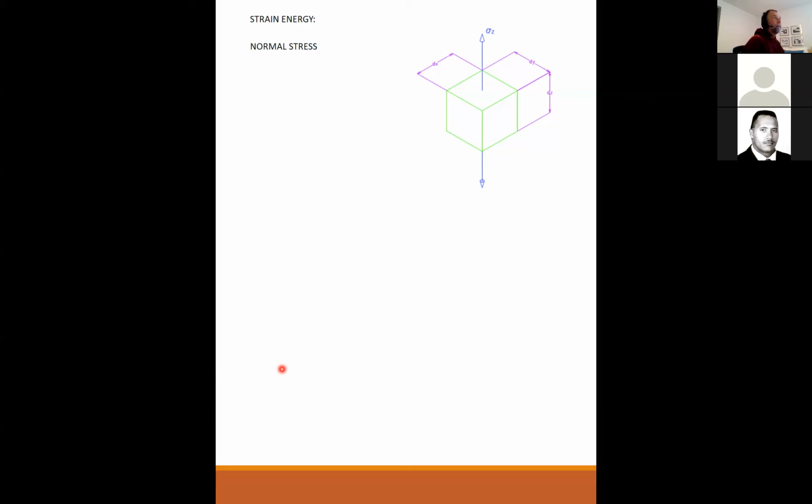But if the material is still in the elastic range, when it strains, either in compression or in tension, it either compresses or elongates. When you take the load off of it, it will return back to its original shape. The strain will be gone.